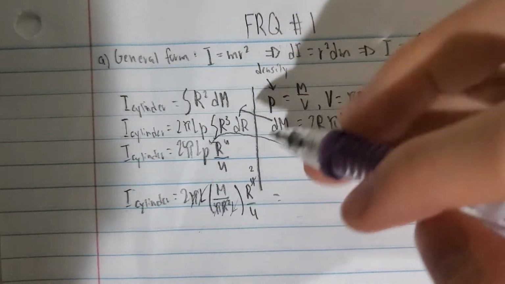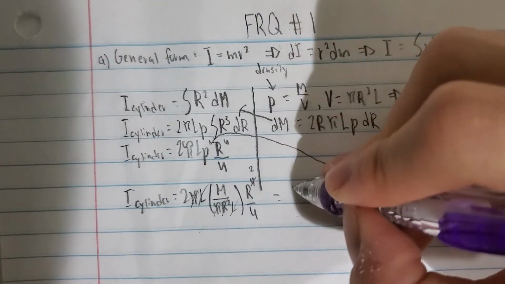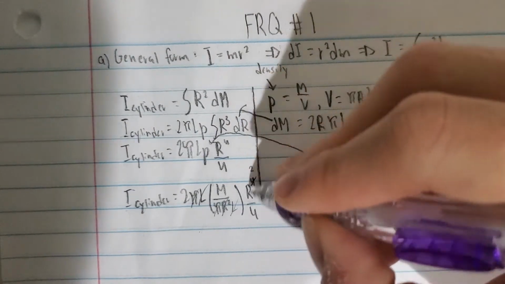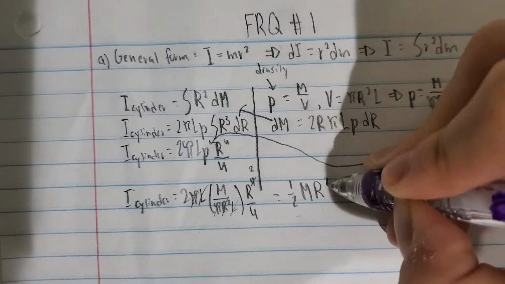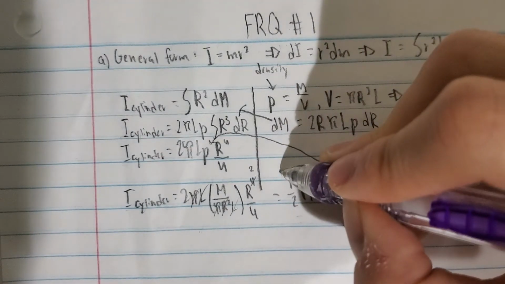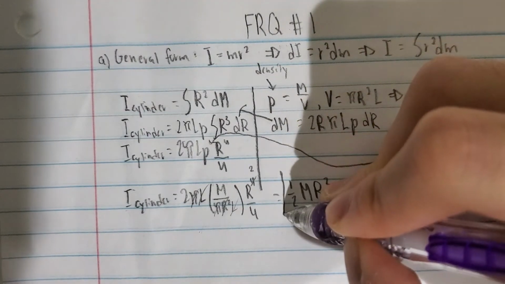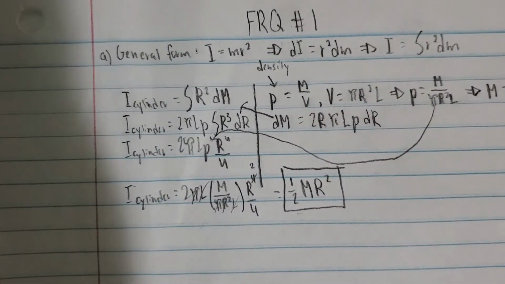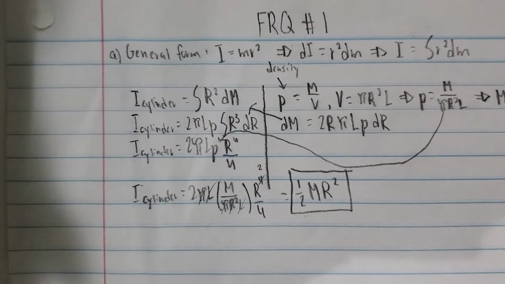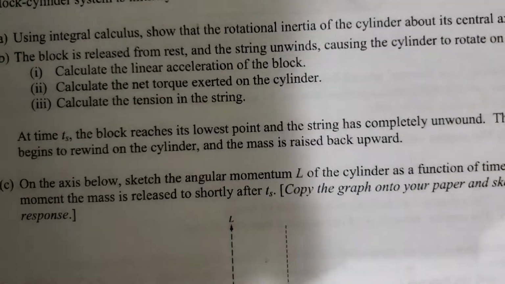2 and 4 can be reduced down to 1/2. So now I have 1/2, I still have an m, and I have r squared. So that is exactly what I'm trying to prove. 1/2 mr squared is the moment of inertia for the cylinder. Right there. Okay. Part B has 3 parts.